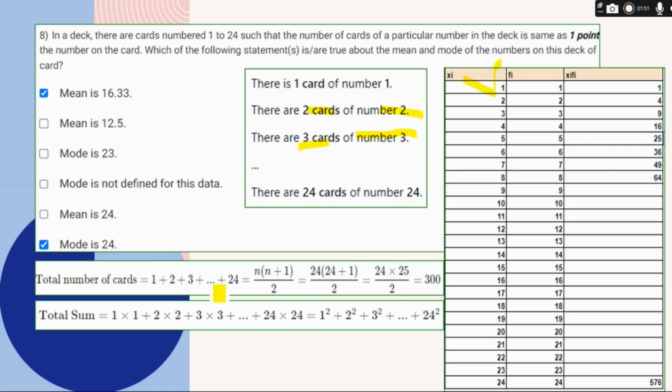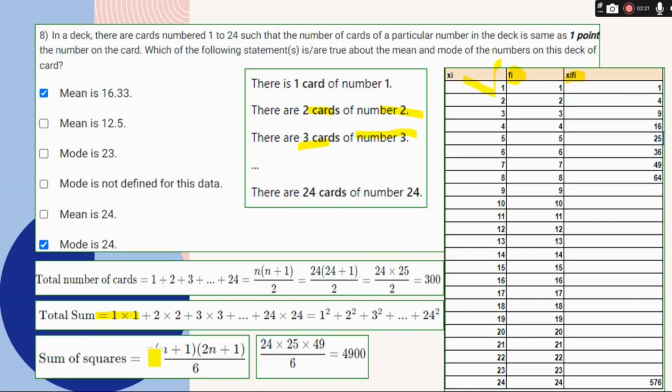So our total number of cards will be the sum of all the values of Fi, that is our frequency, which will be 300. And now the total sum is, basically, the sum of our Xi Fi. To solve this, we will use the formula for the sum of squares, equal to n into n plus 1 into 2n plus 1 divided by 6. This formula we have used in our 10th class also. So 24 into 25 into 49 divided by 6, we will get 4900.